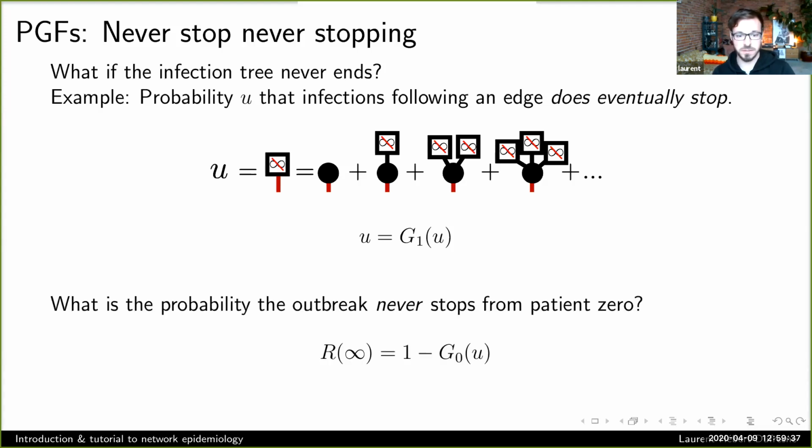And if I solve for U, here I'm just solving a polynomial. It's like what we've all done in math when we solve a quadratic equation, right? But the solution to this polynomial gives us the probability that an outbreak never stops, that it gets out of hand. And I'm going to call that R infinity. R infinity is going to be 1 minus that. So the probability that it gets out of hand.